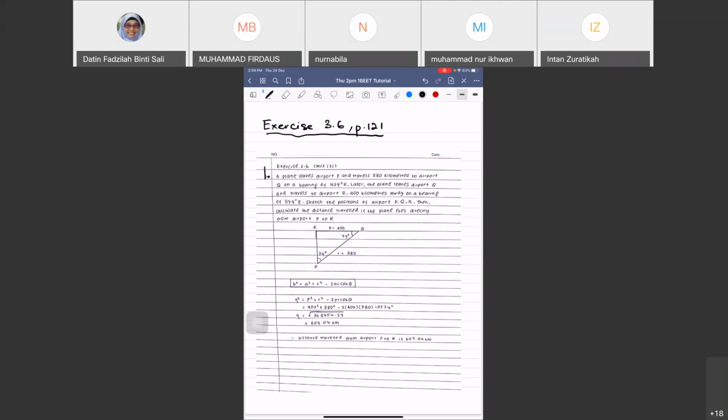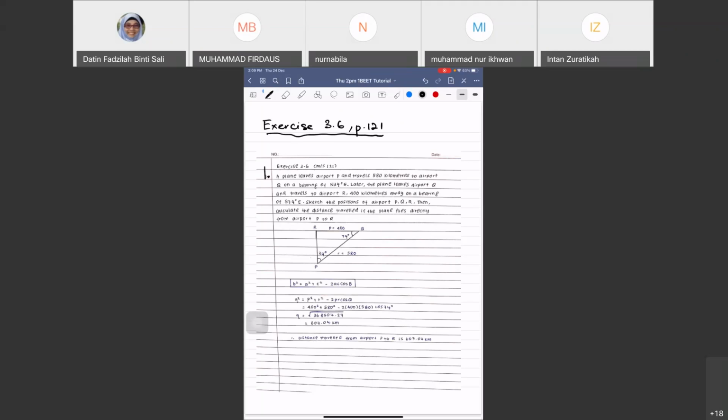Let's look at the first question now. We are looking at exercise 3.6 on page 121. This question is from Fatiha. Let's look at the question together.